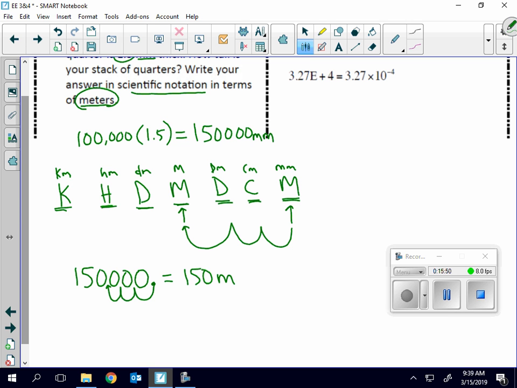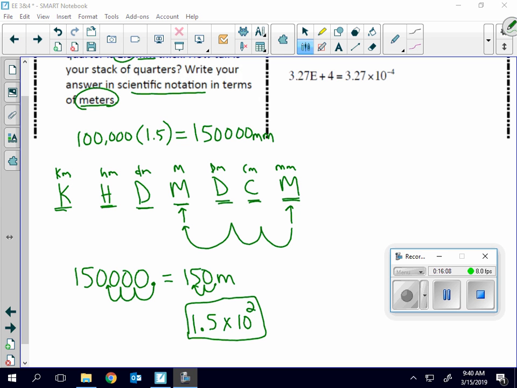One last step though, they want it in scientific notation. So if we take this decimal now and move it so that the number's between 1 and 10, lots of steps to this one. This is going to be 1.5 times 10. Well, I moved it twice and it was a bigger number than 1. That's a positive 2. There you go. Well, we had a tricky one there, but now we have a much easier problem.